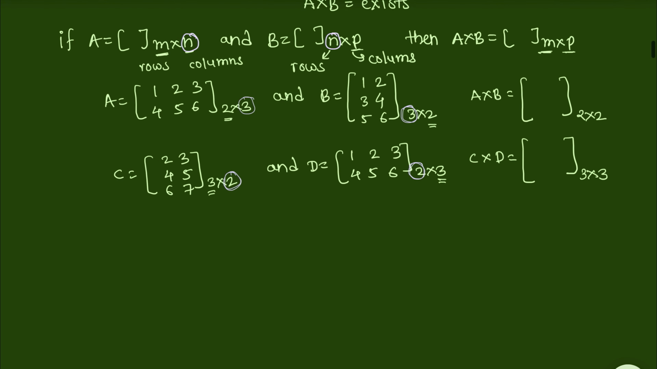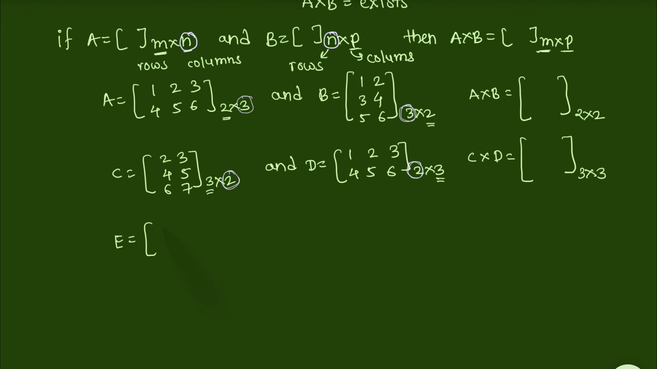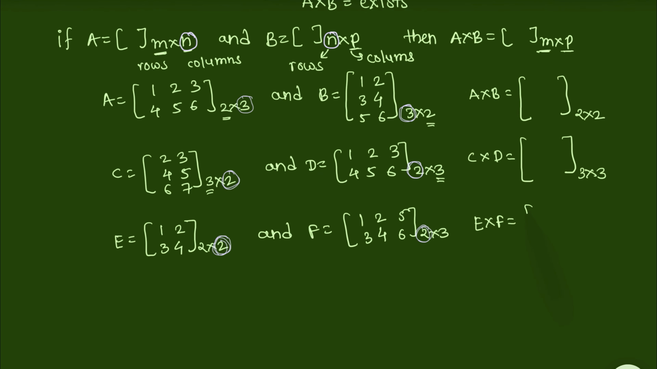Let's take one more example. E is 1, 2, 3, 4 with the order 2 cross 2 and F is 1, 2, 3, 4, 5, 6 with the order 2 cross 3. Now the number of columns in E is equal to the number of rows in F. That means E cross F exists and has the order 2 cross 3.